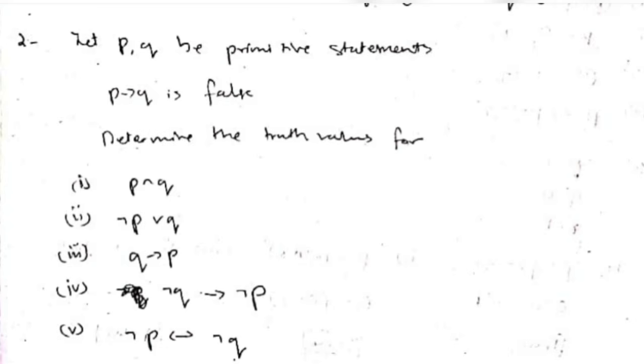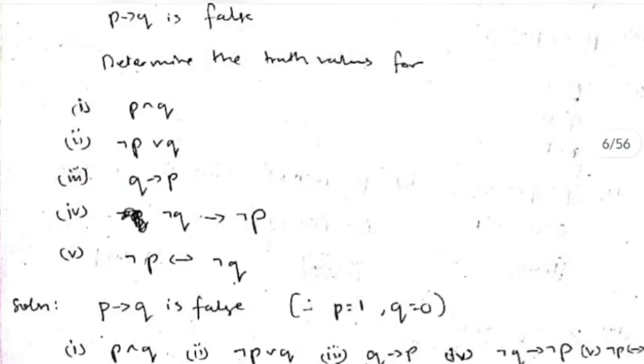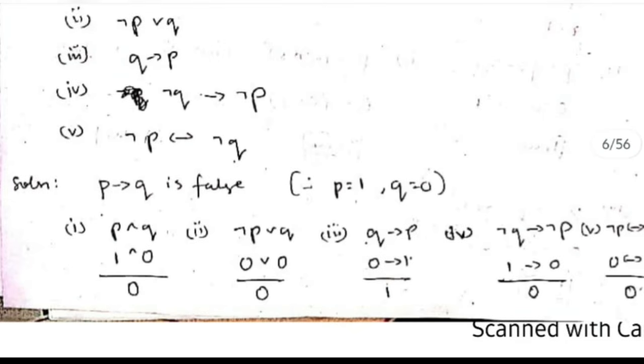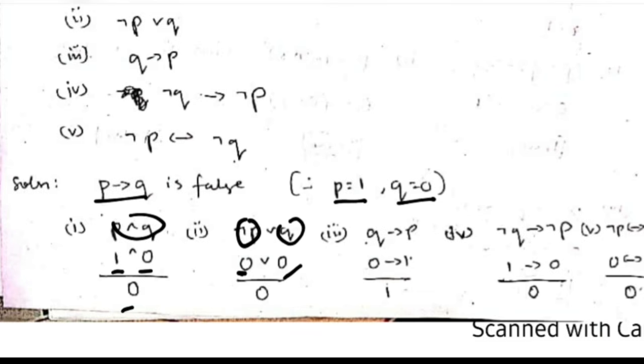In this question we have been given that p conditional q is false, that means p is 1 and q is 0. So by knowing the p and q values we have to determine the truth values of all these statements. For example, the first one, p and q. Since p conditional q is false, p is 1 and q is 0. What is p and q? 1 and 0, that is 0. Similarly, not p or q: what is not p? Not p is 0 and q is also 0. So the OR value of 0 and 0 is 0. Similarly for the third, fourth and fifth one.